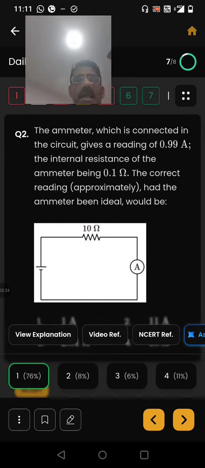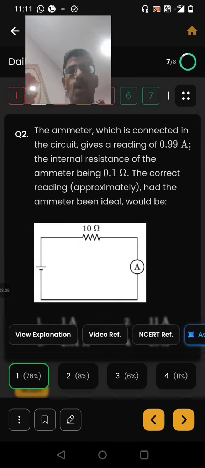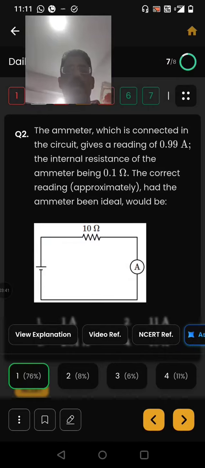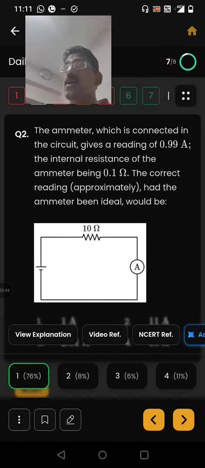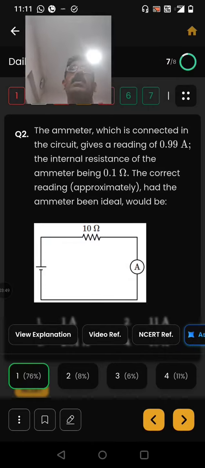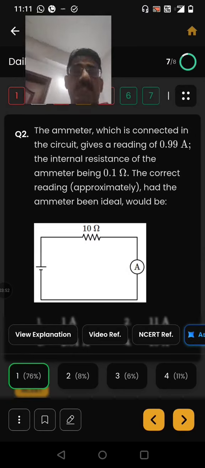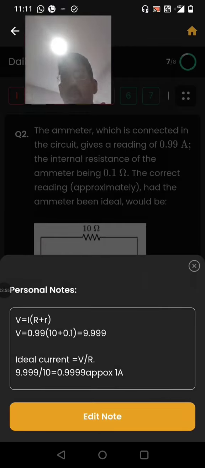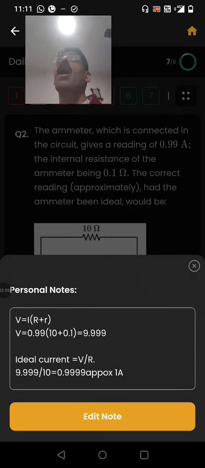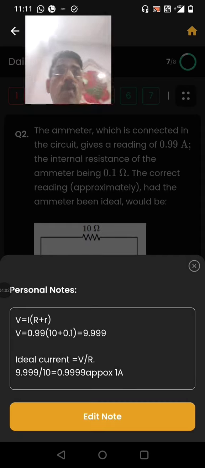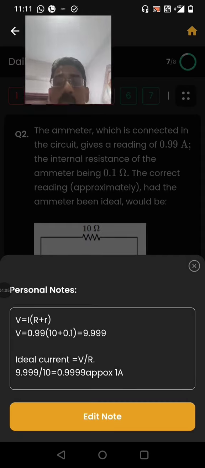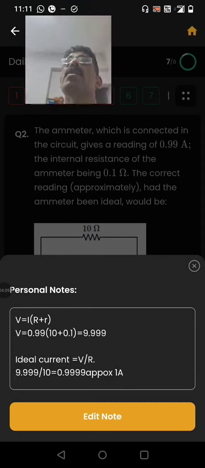Beautiful. We go to the next question, the second question on the ammeter. Here you know that there is a reading of 0.99 ampere in the circuit, so that is the current in the circuit. So what is the total resistance? That is R plus R, the external resistance plus the internal resistance, right? So voltage is equal to I into R plus R. So 0.99 into 10 plus 0.1 becomes 9.999.